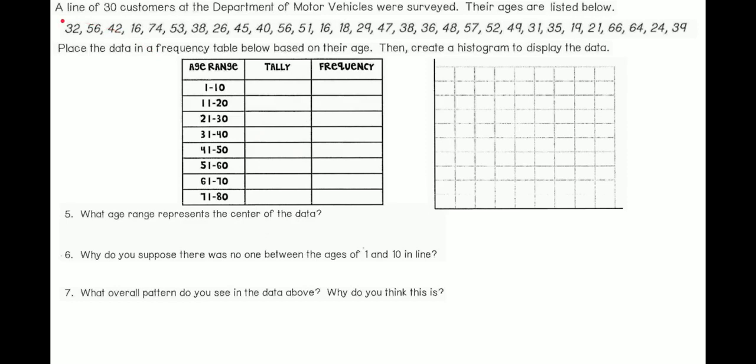So let's do an example. A line of 30 customers at the Department of Motor Vehicles, that's the DMV, were surveyed. Their ages are listed below. Now, the Department of Motor Vehicles, if you didn't know, is where you would go to take your driver's license test and to renew your driver's license. So it's a very busy place. So the ages of these people in line are listed below. So we have 32, 56, 42, and so on, all the way up to the end.